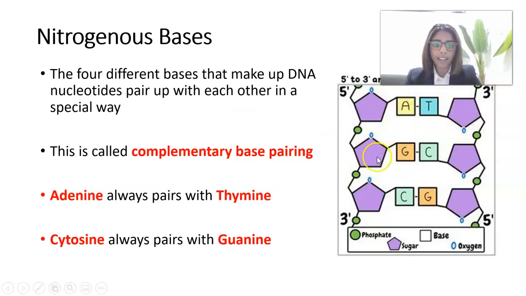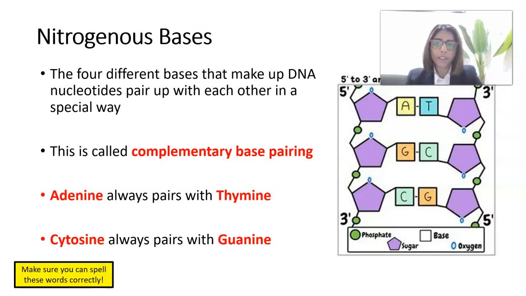And you can see that in this simple cartoon diagram of DNA. We can see the sugar, the green circles are representing the phosphate, and then we have guanine and cytosine here, and then thymine bonding to adenine.